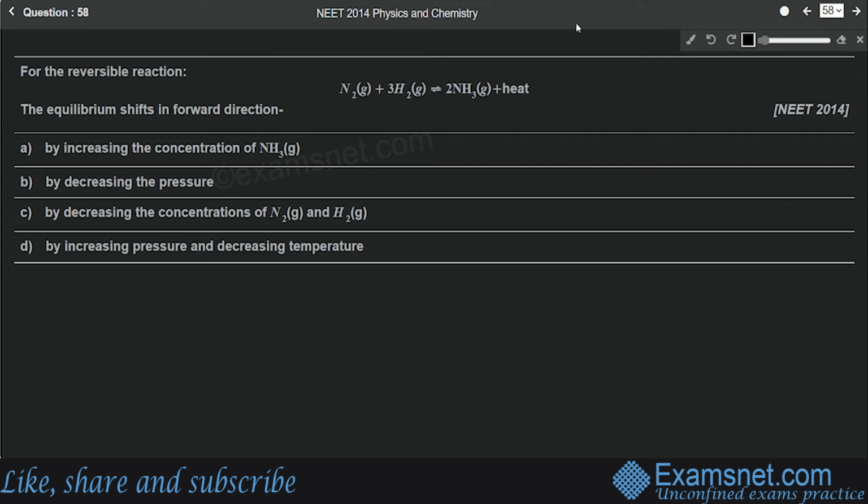Question number 58 is from the chapter Equilibrium, and the question is, for the reversible reaction, this is the reaction, the equilibrium shifts in forward direction. So we have to choose the option which will be responsible for the movement of equilibrium in the forward direction, that means towards the product side.